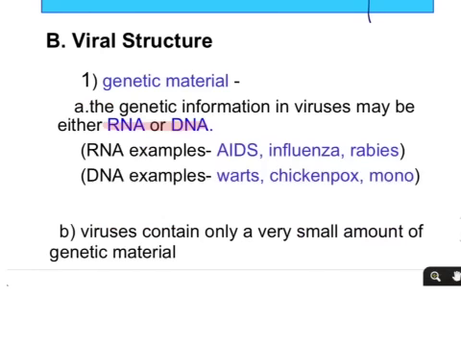Here's the structure of a virus. One is they're made out of genetic material, such as DNA or RNA. Some RNA examples are AIDS, influenza, think of the flu, and rabies, that's for mammals. They get a virus, and if they bite you, they foam at the mouth and whatnot. You also have DNA examples like warts, chickenpox, mononucleosis, right? Viruses only contain a very small amount of genetic material, but they're able to cause a lot of deadly diseases.